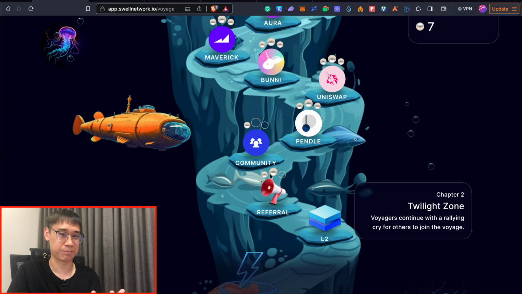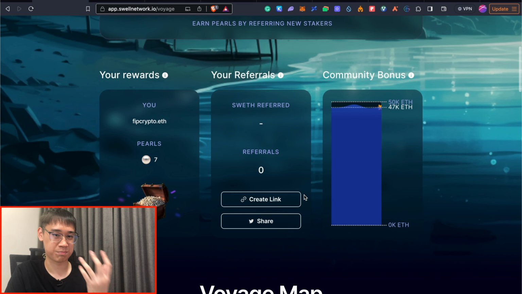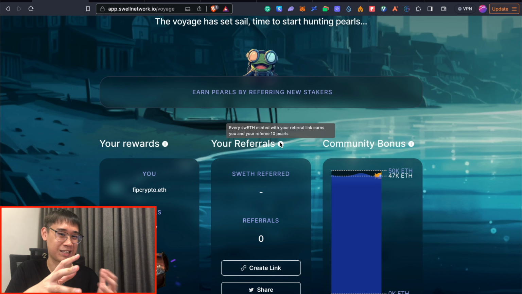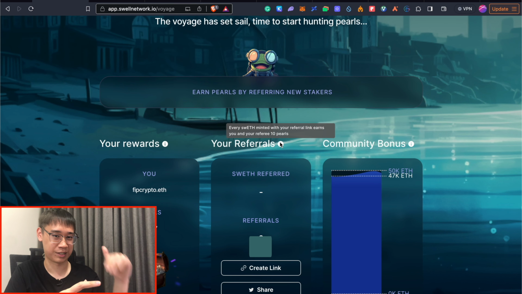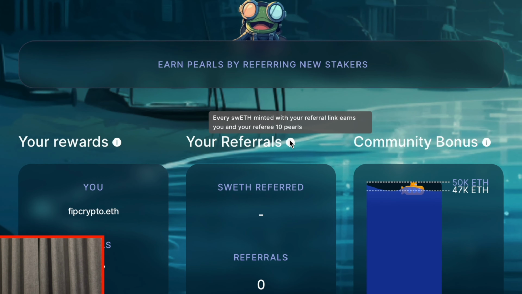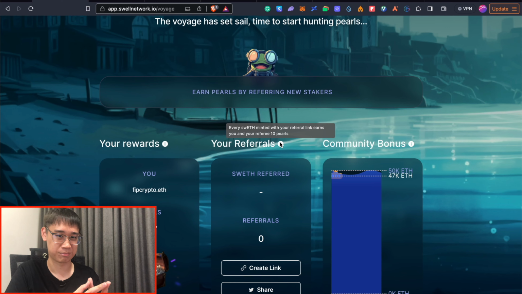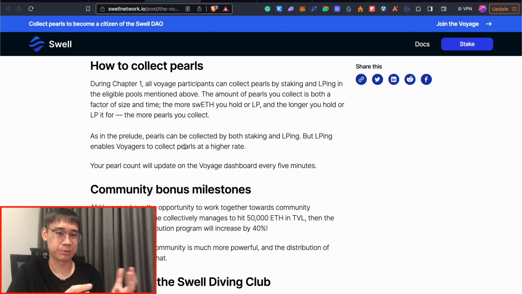Right now with the second chapter, the main way that you can earn these pearls is by depositing your Ethereum into the Swell Protocol. And if you use my referral link, which I have in the description below, both you and I will be able to earn 10 pearls if you stake at least 1 Ethereum on the platform. However, it's fine if you don't have that much funds, where you still will be able to earn your pearls by just holding this SWETH by itself.